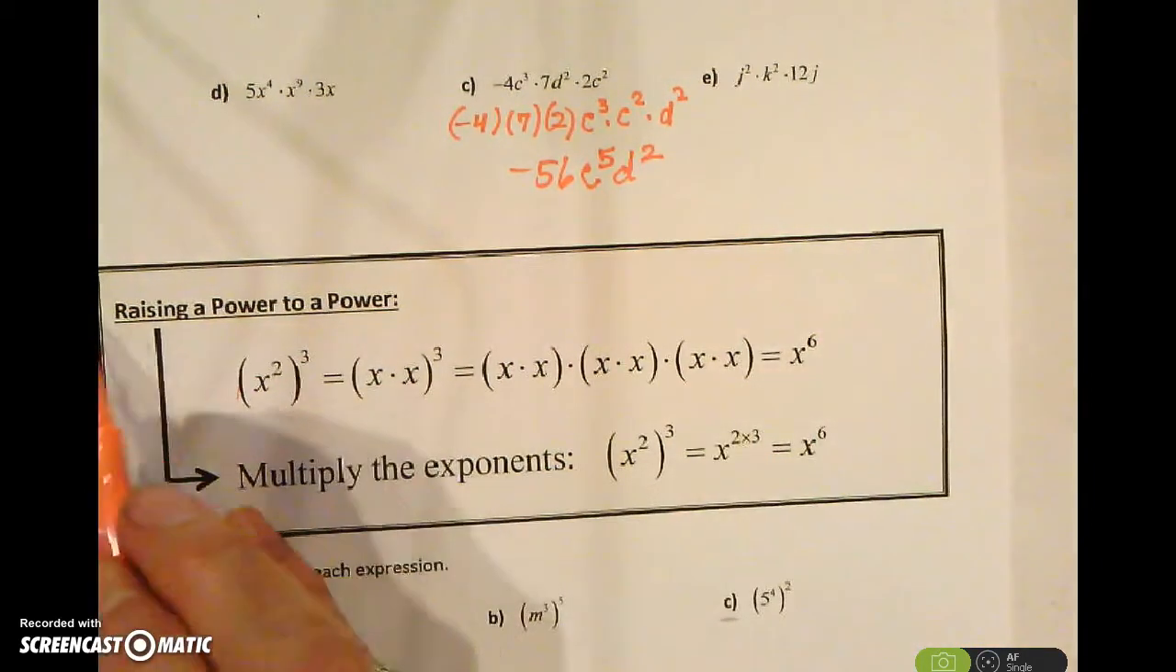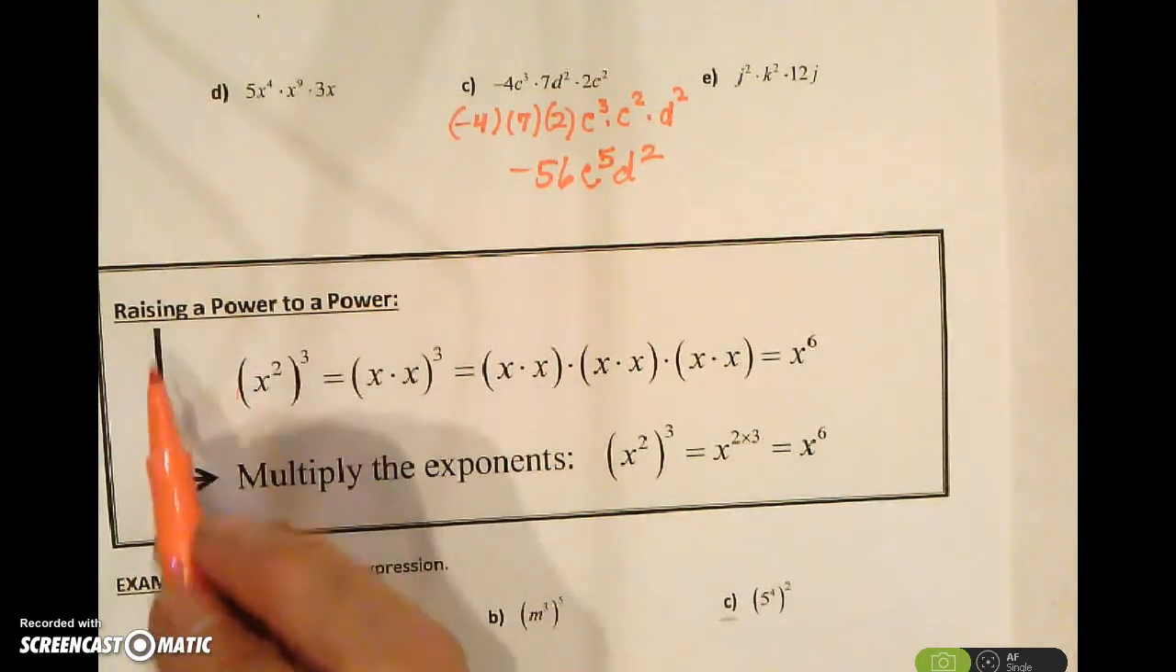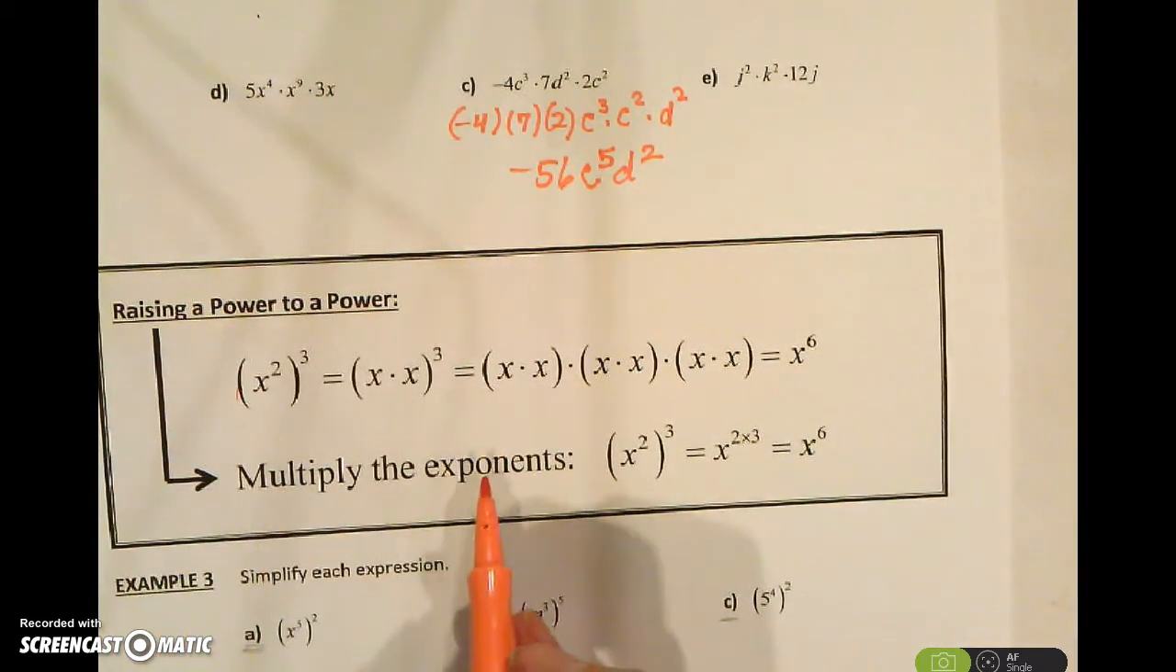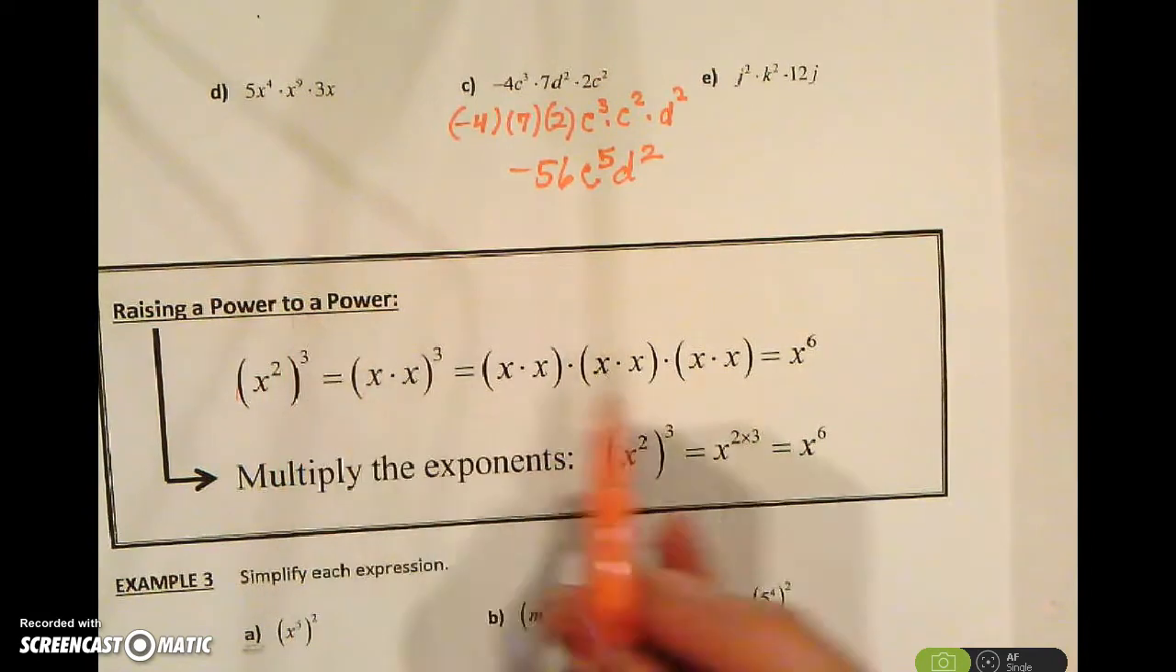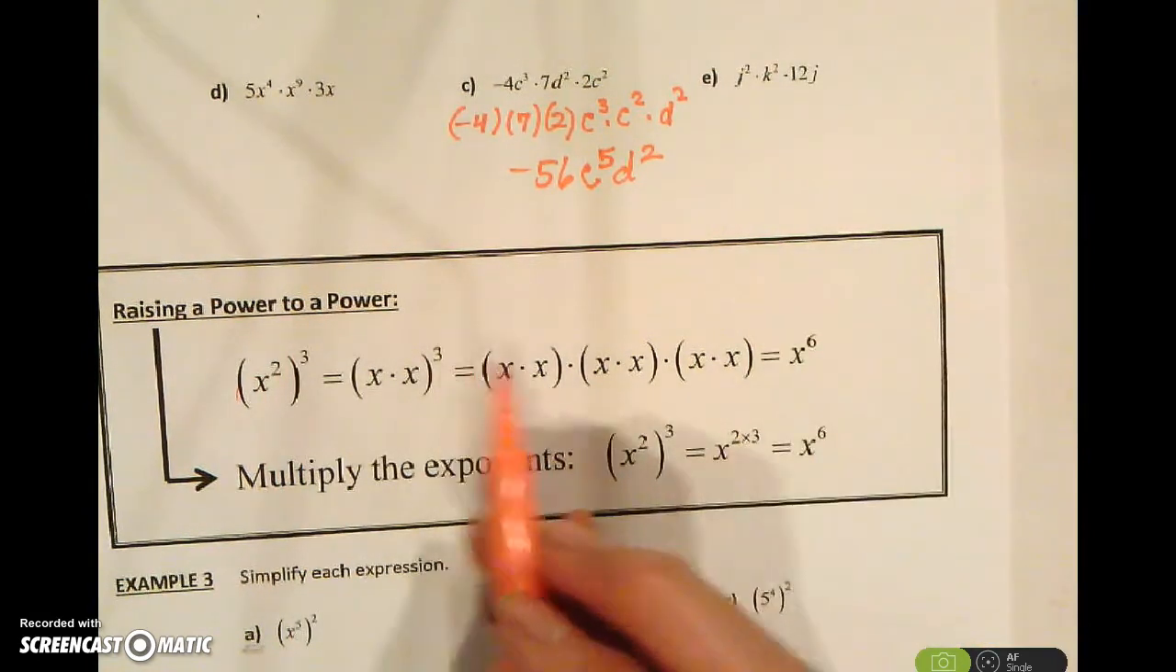6. So when we raise a power to a power, our rule is you're going to multiply the exponents, because you can see that 2 times 3 gives me that 6 when we expand it.